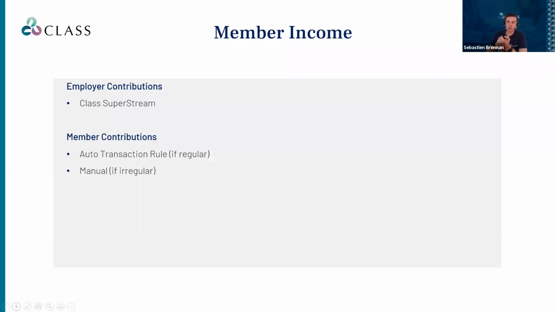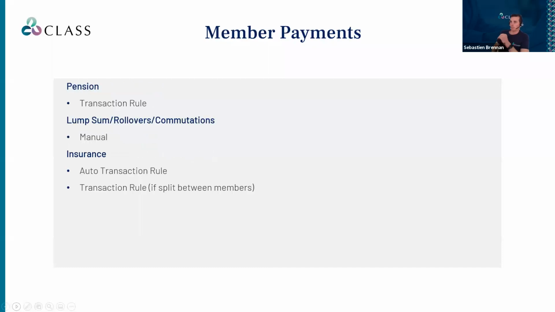Member contributions. So for these ones, if it's a regular contribution, auto transaction rule, that's fine. If it's irregular, once a year, manual is fine. So that's our member income. There's a few more categories we're going to look at.